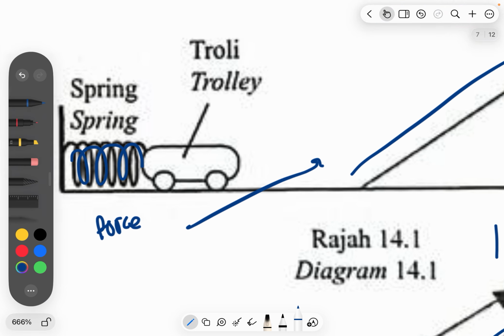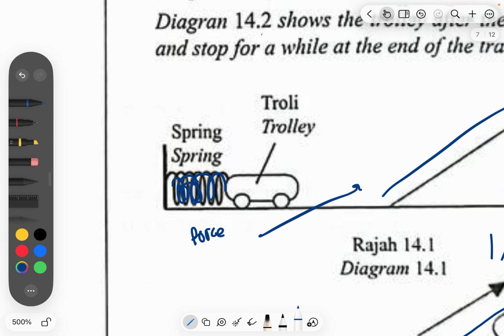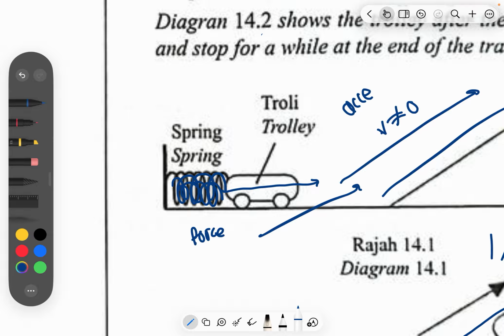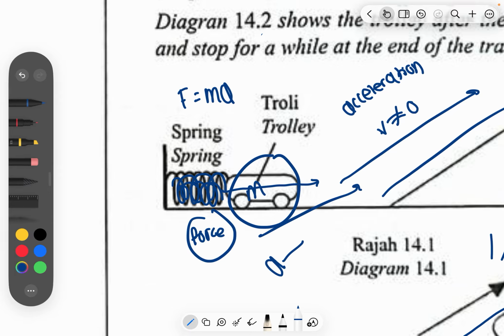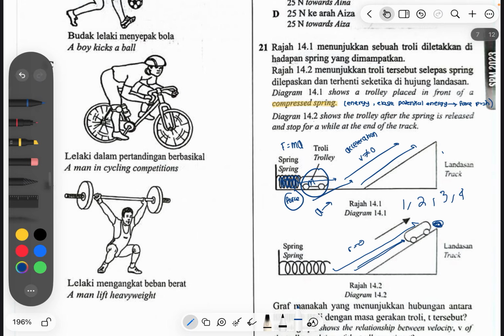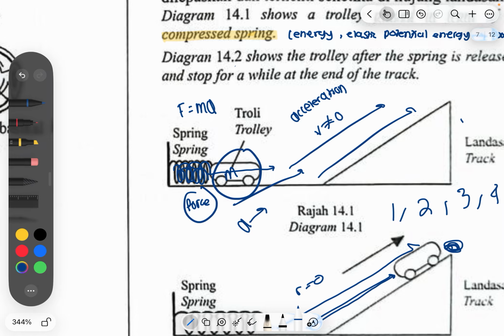But what we must know is that when there's a force pushing this object at increasing velocity, velocity is not equal to 0, and this means that there will be an acceleration because F is equal to ma. There's mass, there's force, there's obviously acceleration. Now that we've got that settled, it's moving at a uniform acceleration, because the acceleration of this object is the same.